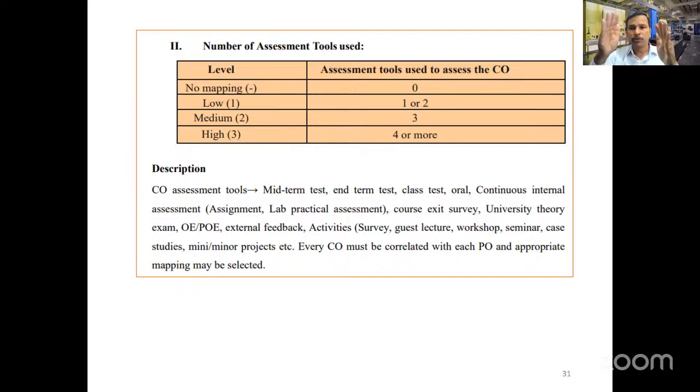If the assessment tools used are 3, you conduct the internal assessment test, you give the assignment, you make the student present the seminar, so 3 assessment tools are used, then the level of mapping between CO and PO should be medium, that is 2. If 4 or more assessment tools are used, it should be high level mapping. You do the test, you do the seminar, you get the assignment from the students, you impose the students to go for internships, you make the students go for experiential learning or project work, etc. If 4 or more assessment tools are used, the mapping level between CO and PO will always be high.